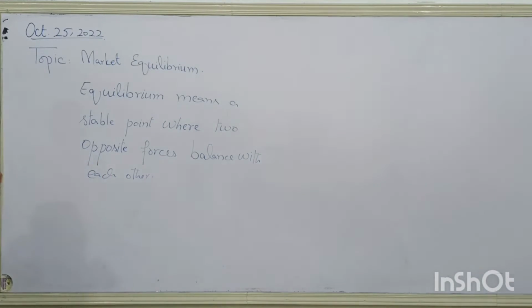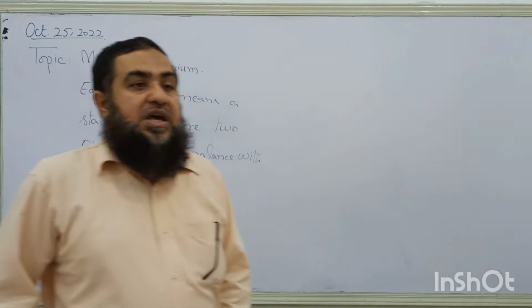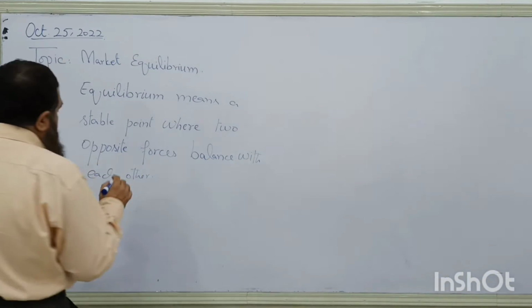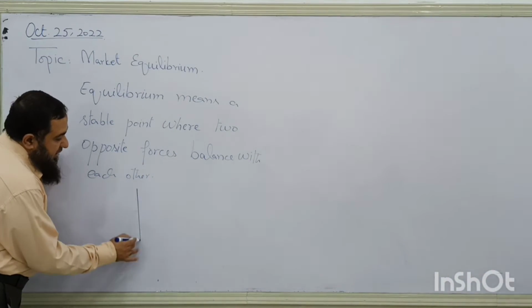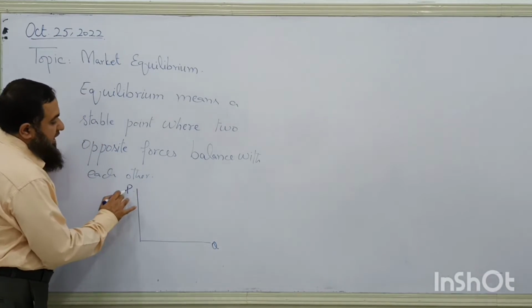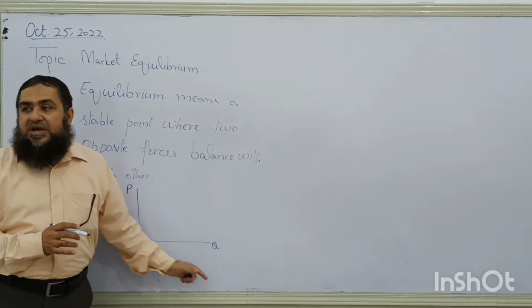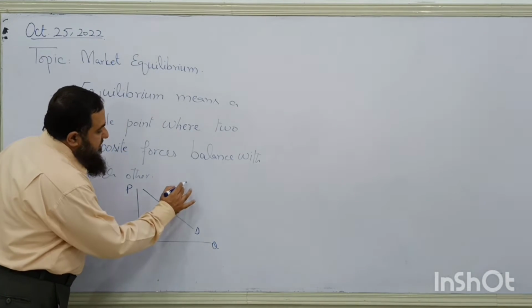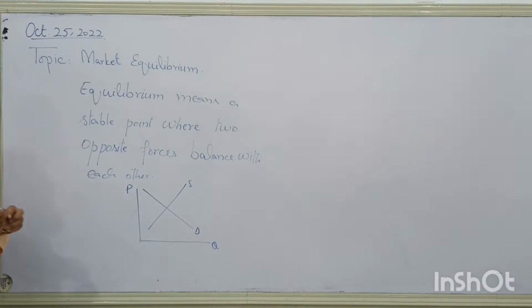So we see that the market equilibrium is that point where the opposite forces balance with each other, and when they are balanced, we find this is an equilibrium point. So in case of market forces, what are those market forces? They are demand and supply. Here I am now taking the quantity demanded and supplied, and here is the price of the product. We studied this is the demand curve and this is the supply curve.